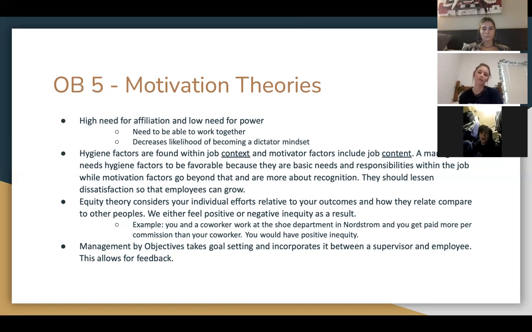One of the last things that OB5 talks about is management by objectives versus goal setting. One of the main differences is management by objectives essentially takes goal setting and incorporates it with a supervisor and employee, and this allows for a feedback type of relationship within the workplace.